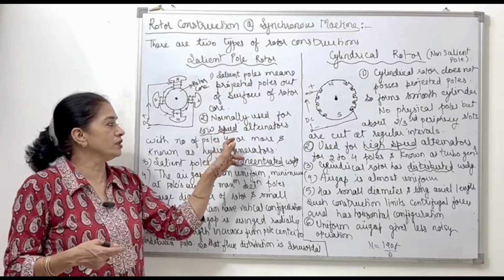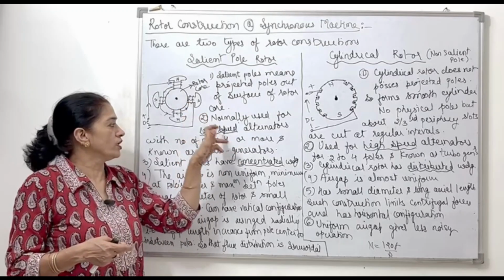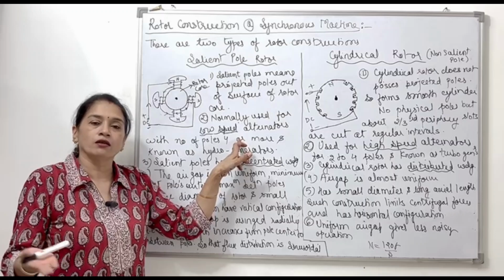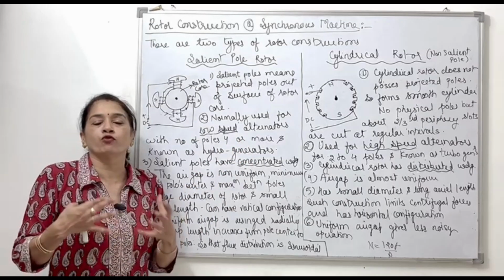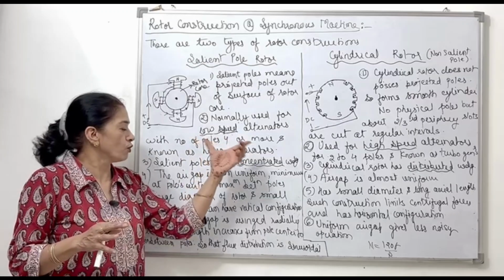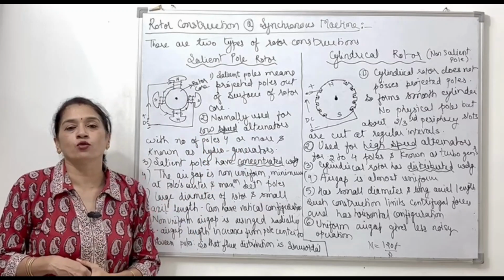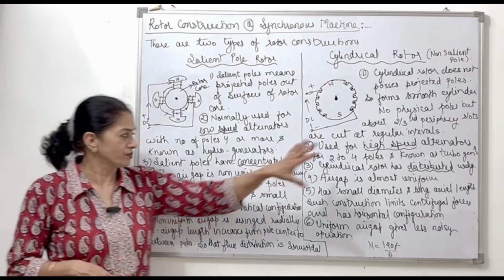So certainly these alternators are of low speed, running by the water pressure, and they have 4 or more than 4 poles. These alternators are known as hydro generators.